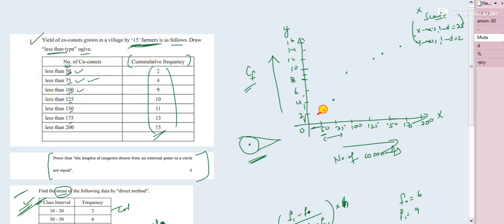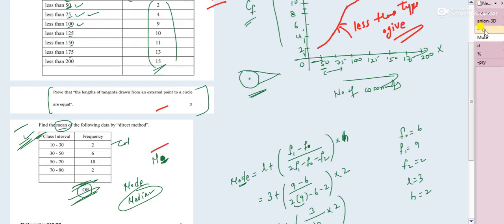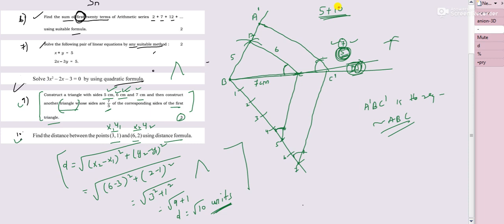Now just join it in freehand. If you write like this, we'll get full marks. And here you have to mention less than type ogive. So only if you do this much, you are going to get 3 marks. So see how many questions you have done? 3, 2 is a 6, 3 3 is a 9. So now it is already how much? Yes, 9 plus 5, 14 plus 10, 24.